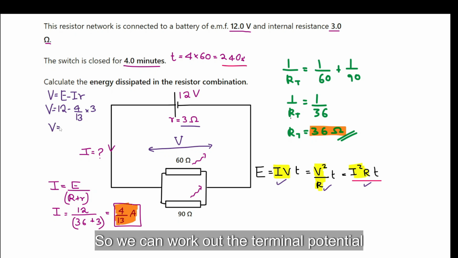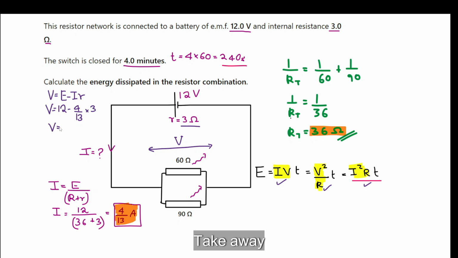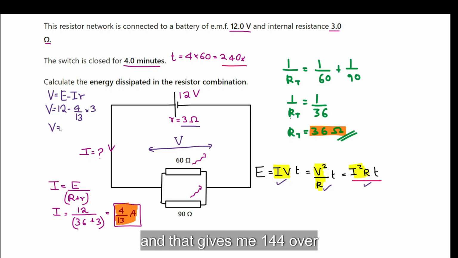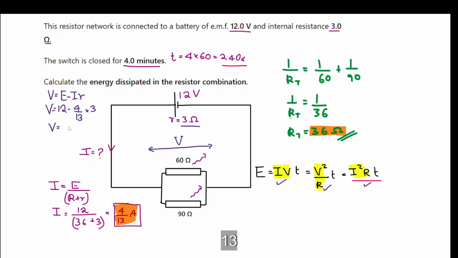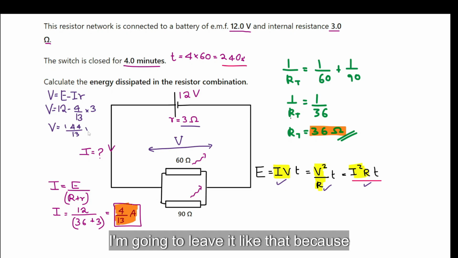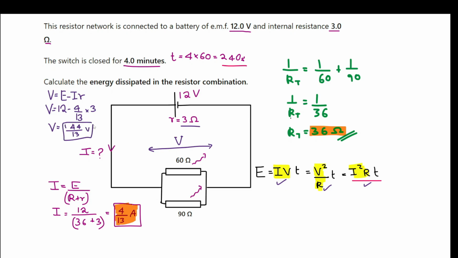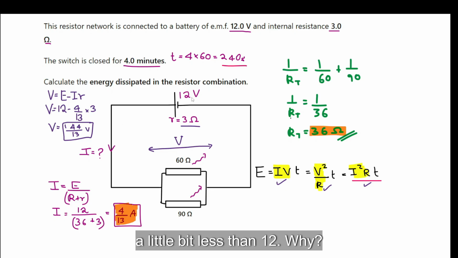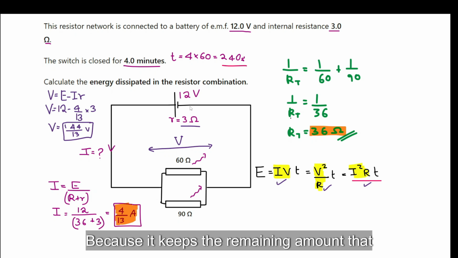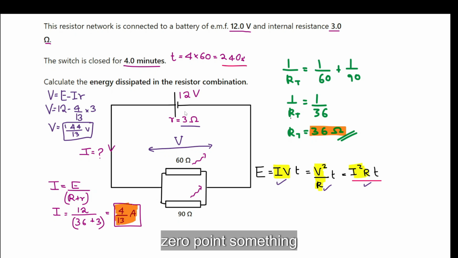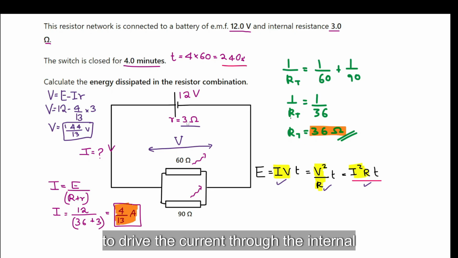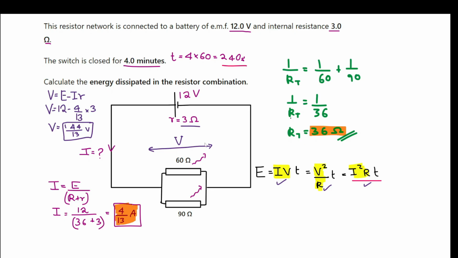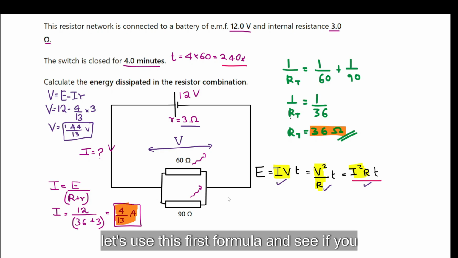So we can work out the terminal potential difference is 12 take away 12/13, and that gives me 144/13 volts. I'm going to leave it like that because it's easier for me to use this for calculations, but if I actually get the value, it's 11 point something 076, which is a little bit less than 12. Why? Because it keeps the remaining amount, that 0 point something, to drive the current through the internal resistance here, 3 ohms.